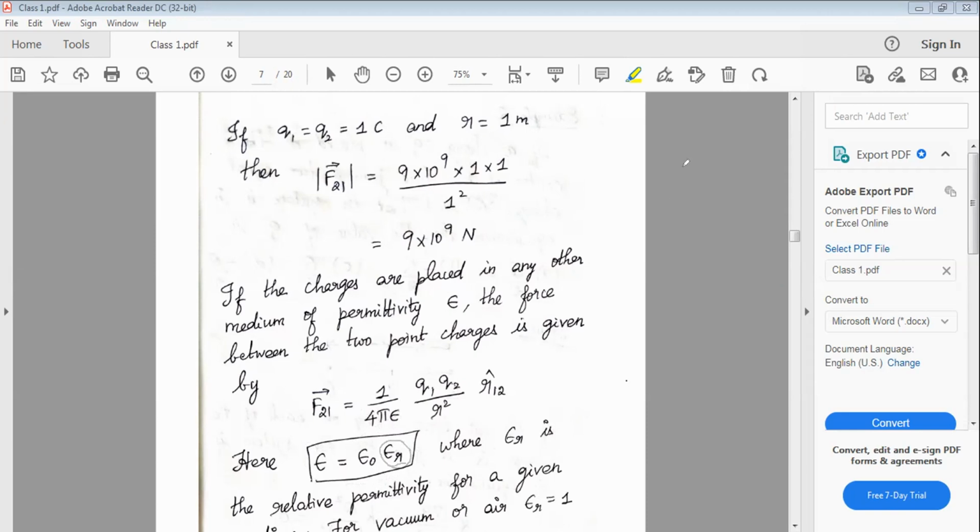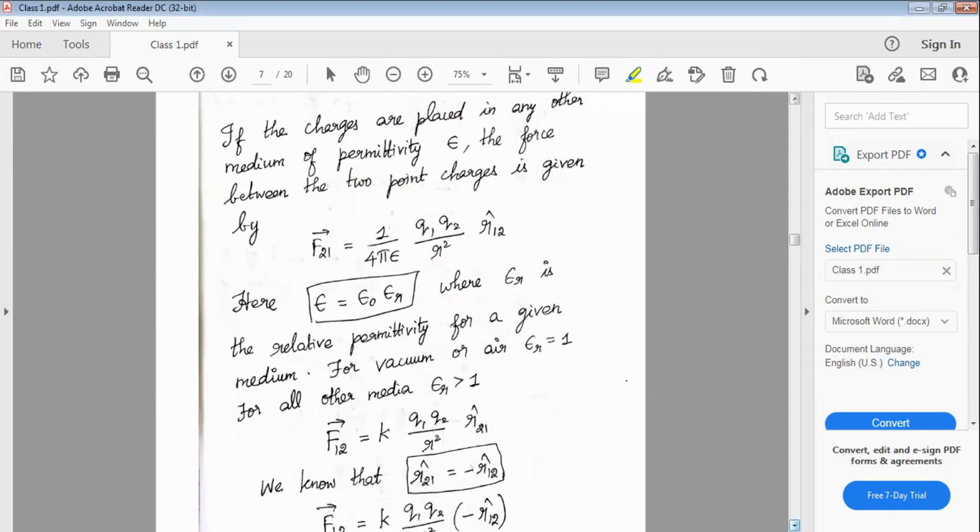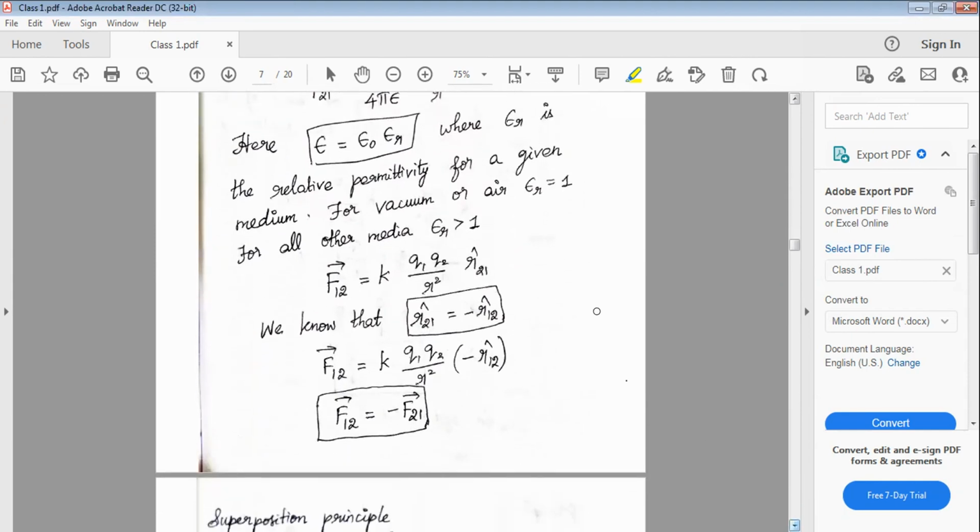For air or vacuum, that is actually 1. For other media, this relative permittivity value, epsilon r, is greater than 1 actually. For media other than air, the epsilon r value is greater than 1.